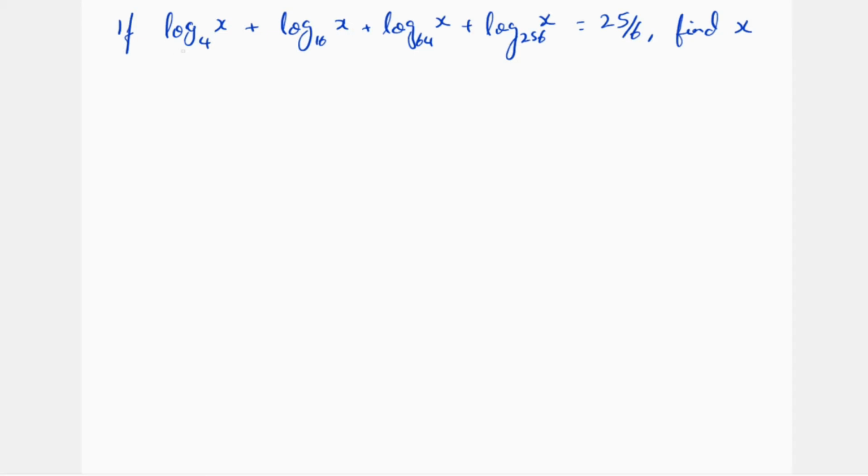You can see the first term has a base of 4, the second term has a base of 16, the third term has a base of 64, and the fourth term has a base of 256. However, the logs have been taken for the same value of x: log x to base 4, log x to base 16, log x to base 64, and log x to base 256. The first thing that we have to do here is try to convert all of this into the same base. All these log values must be converted to having the same base.